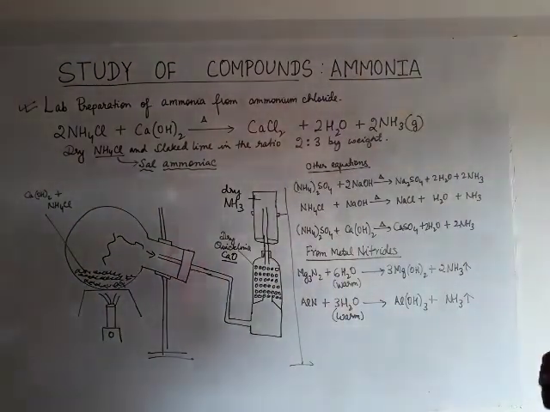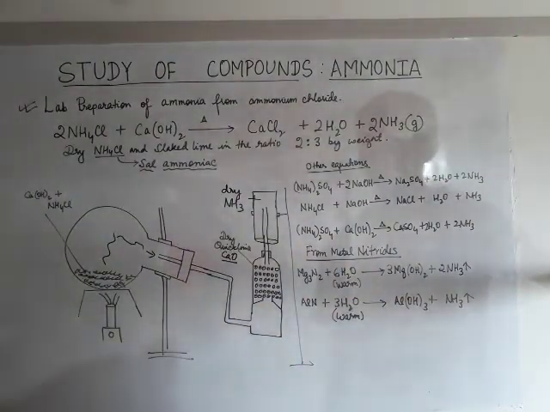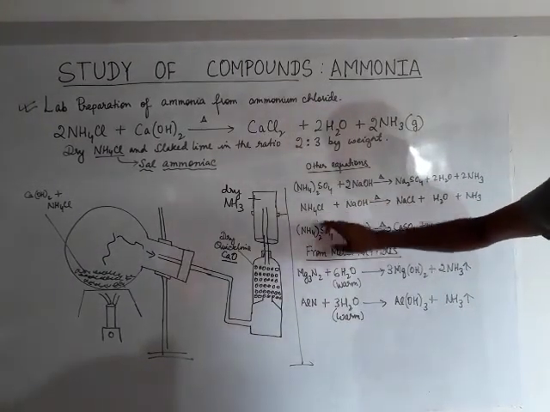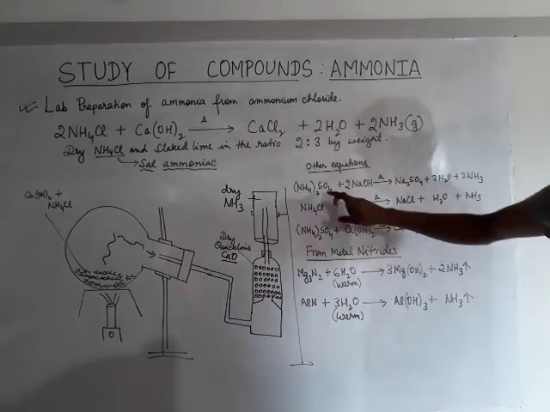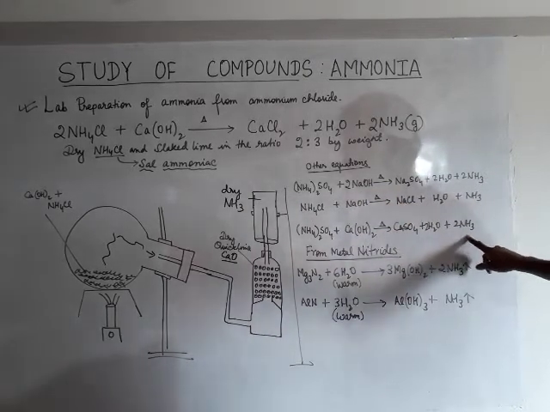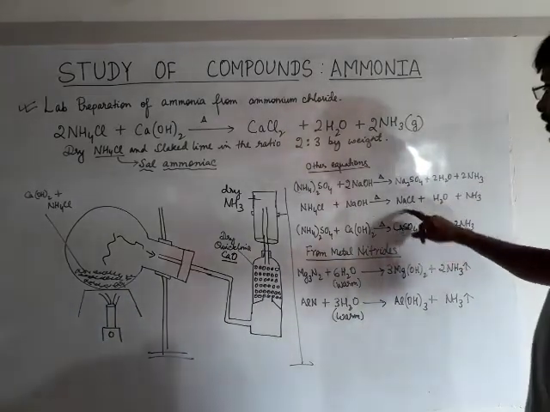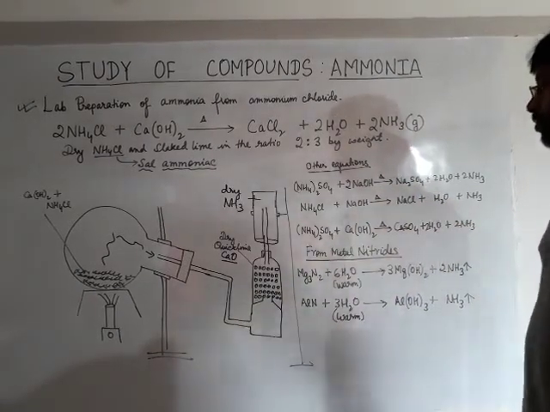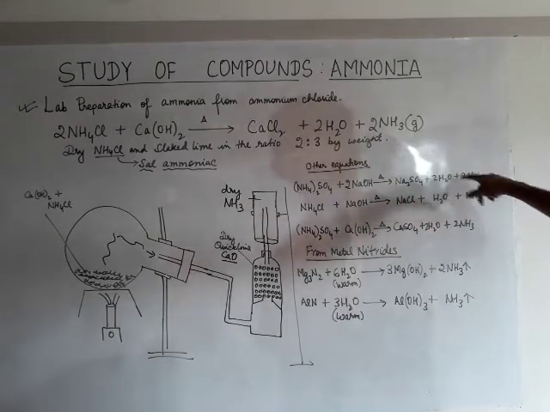There are other equations also for the preparation of this gas. By reacting any ammonium salt with a strong alkali, you will always get ammonia gas as one of the products. Along with ammonia gas, you will get water and the respective salt containing the cation of the alkali. So, ammonium sulfate plus sodium hydroxide will give sodium sulfate, water, ammonia gas.